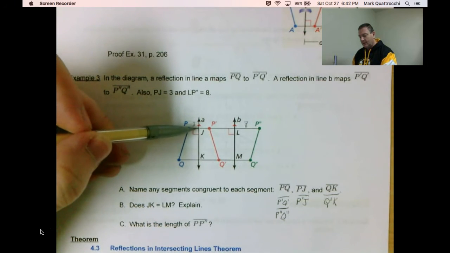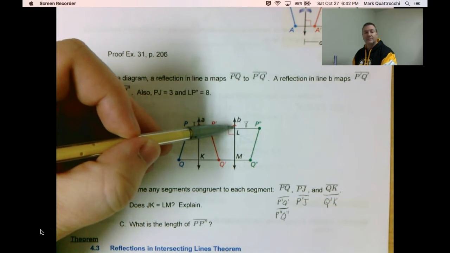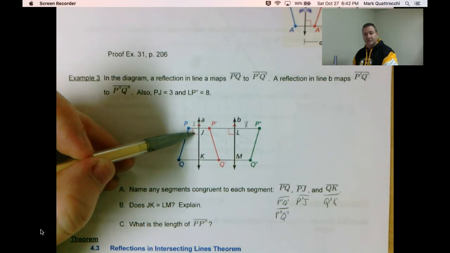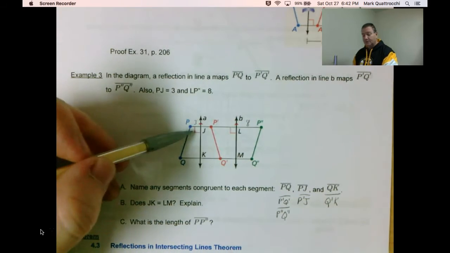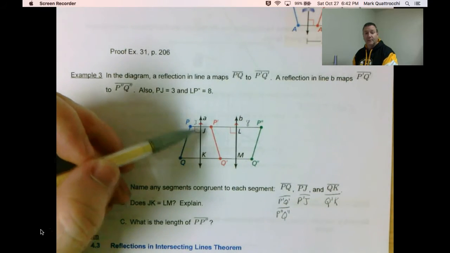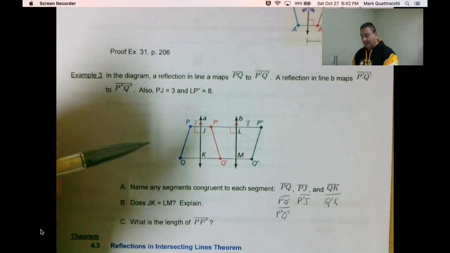Well, A and B are parallel to each other. This is a right angle. This is a right angle. They correspond to each other, which is proving that they're parallel, but it also helps that we have the arrows to indicate that they're parallel.